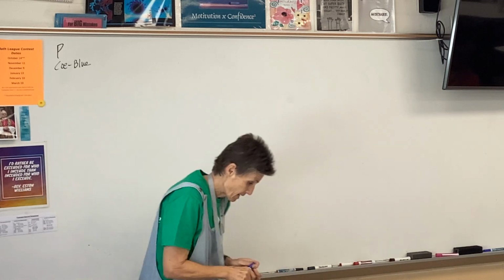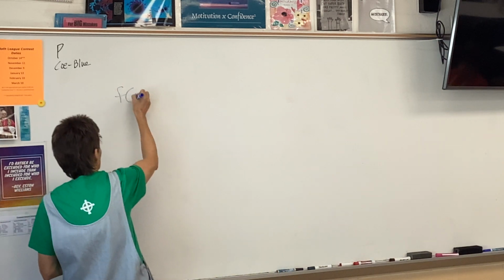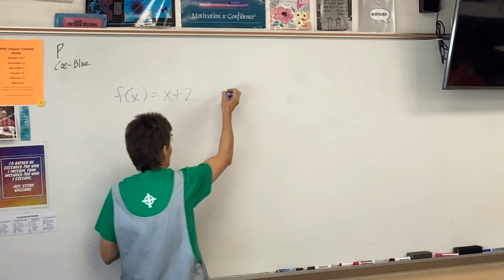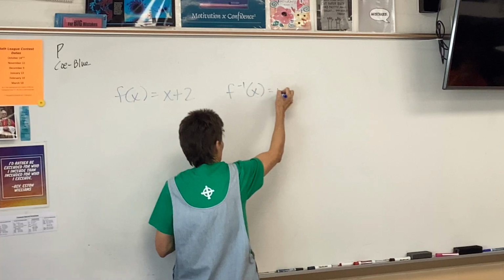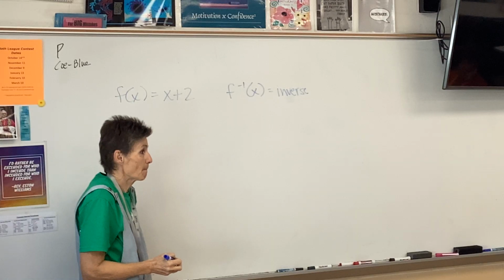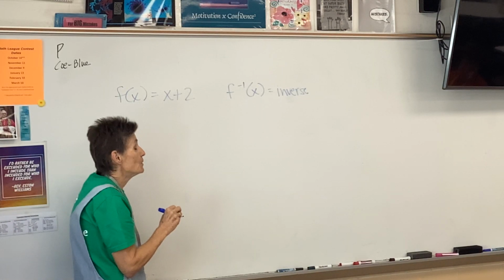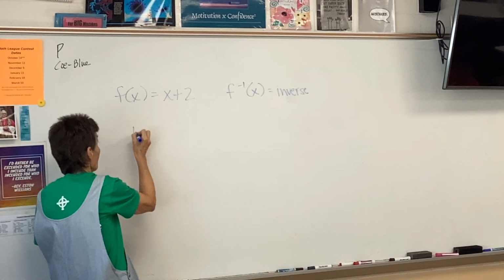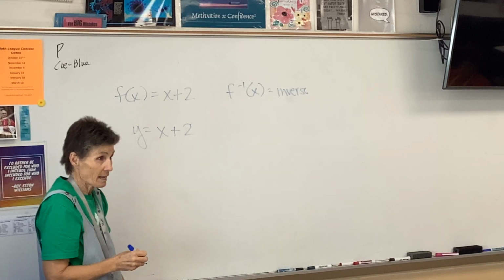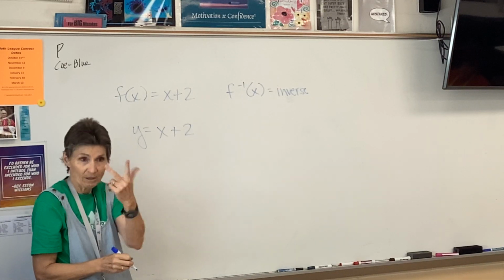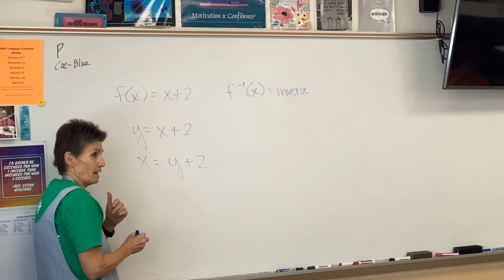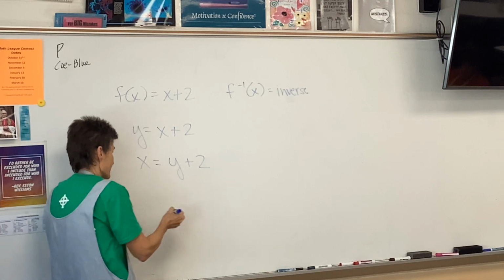Here, how to find the inverse of a function. This is the notation for inverse. Anybody remember how to do that? Make this a y. Yeah, do that first. So f of x is the same as y. You flip x and y. Switch your variables. So x equals y plus 2. And then get y by itself.